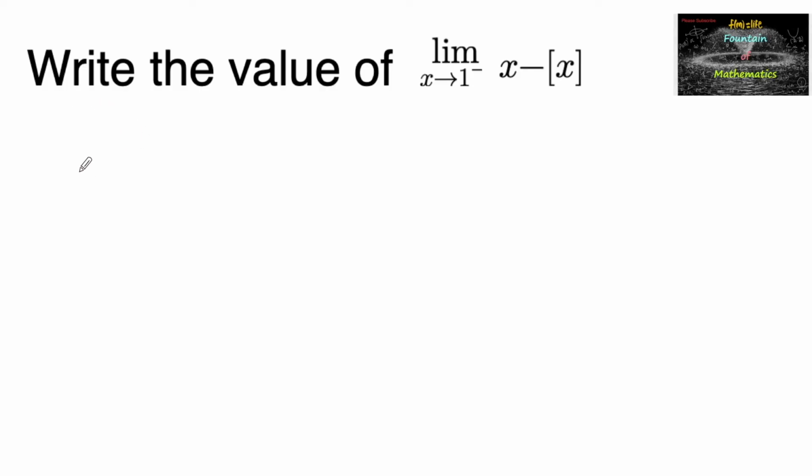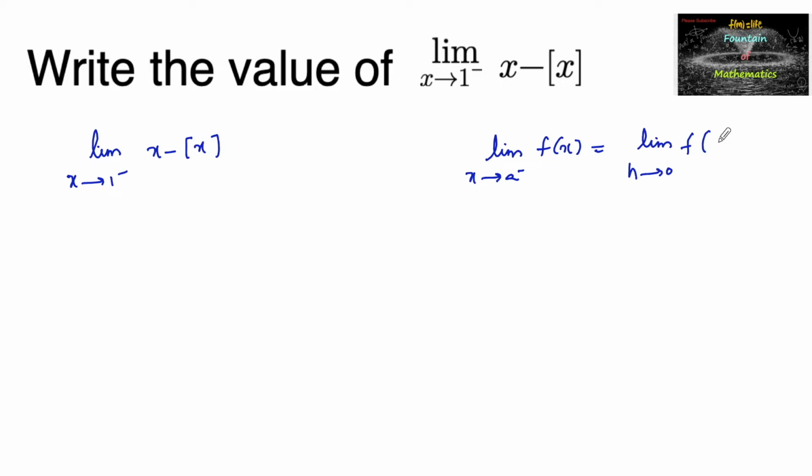Write the value of limit x tends to 1 minus, x minus [x]. It's the greatest integer function. Since we know that limit x tends to a minus f of x, we can write it as limit h tends to 0 f of a minus h. So we can write here in terms of h, where h is a very small quantity and it's positive.